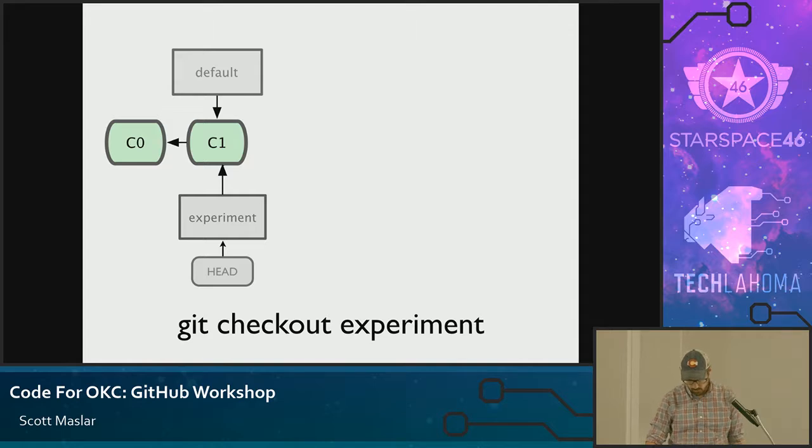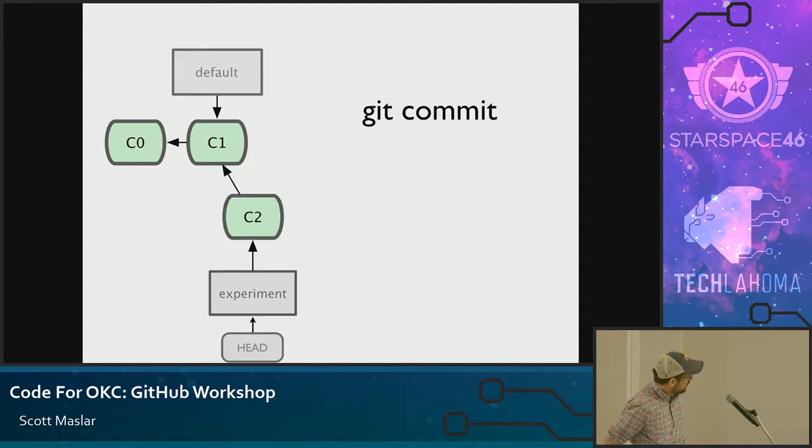Okay, so we're going to do a little bit of work. We made a commit, we made some changes, and now you see it goes C0, C1, C2. Experiment is pointed at C2, and default is pointed at C1. So if you switch branches back to default, you're not going to see that commit C2. The work is not gone, it's just on a different branch.